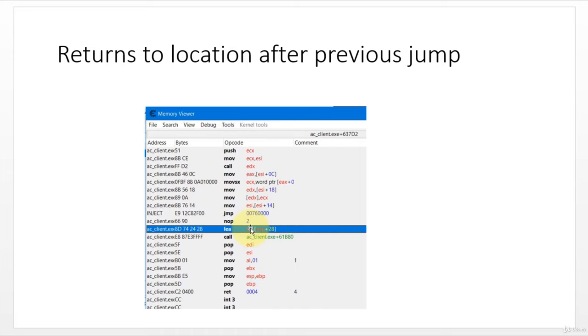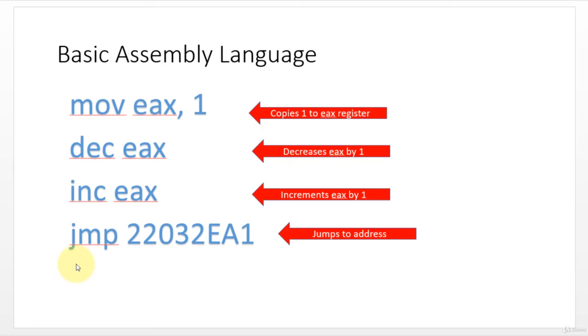So this is how code injection works. Now, in order to understand or take advantage of this code injection, you may need to know some basic assembly language. Here I've listed some very basic instructions. MOV EAX, 1 means copy 1 into the EAX register. DEC EAX means decrease the value in EAX by 1. INC EAX means increment the value in EAX by 1. JMP 22032EA1 means jump to this address.